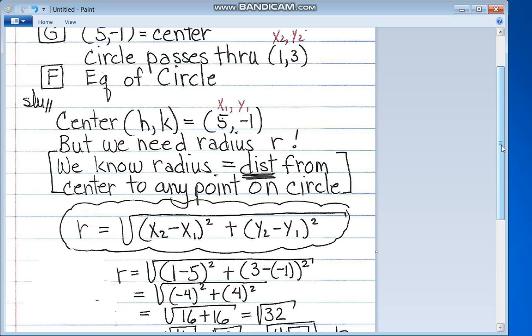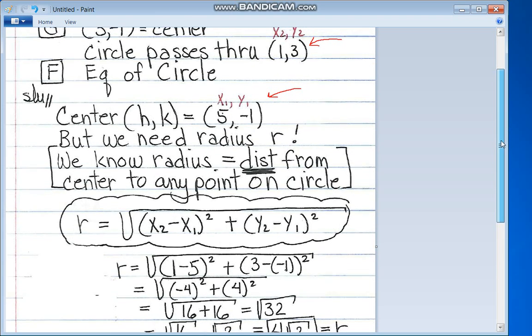So we name the center ordered pair (x sub 1, y sub 1), and we name the point that the circle passes through the ordered pair (x sub 2, y sub 2). We're going to use the distance formula to find that radius. So the radius equals the square root of (x sub 2 minus x sub 1) squared plus (y sub 2 minus y sub 1) squared.